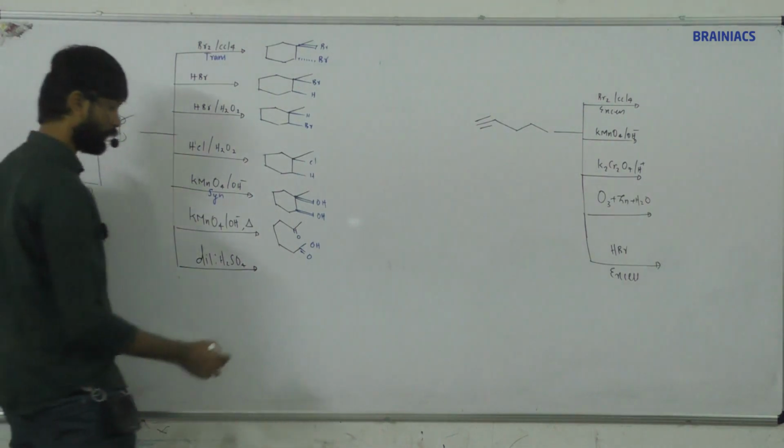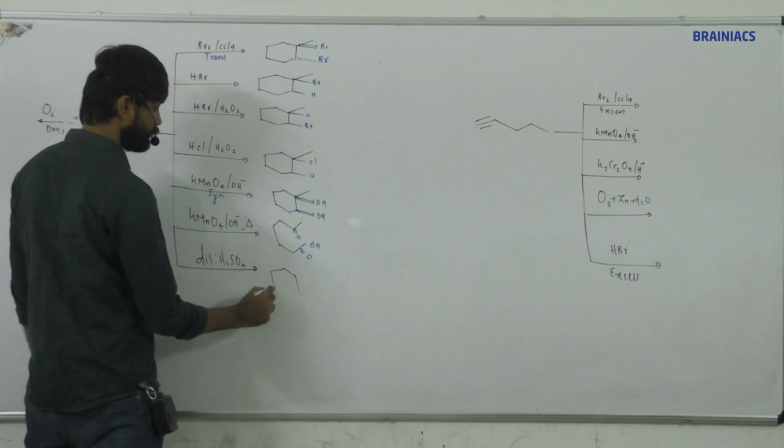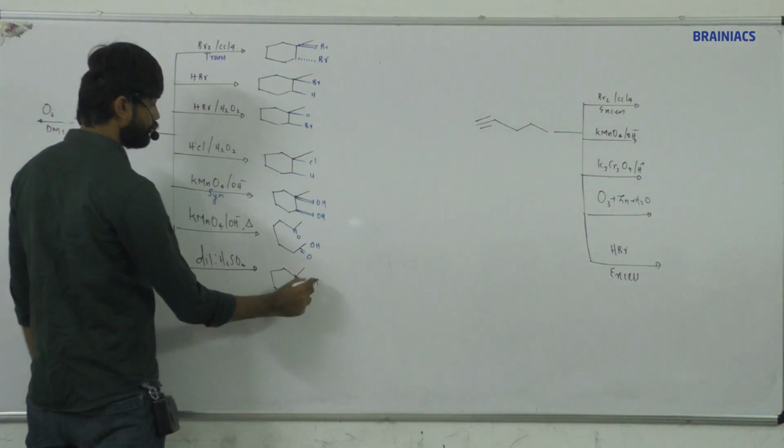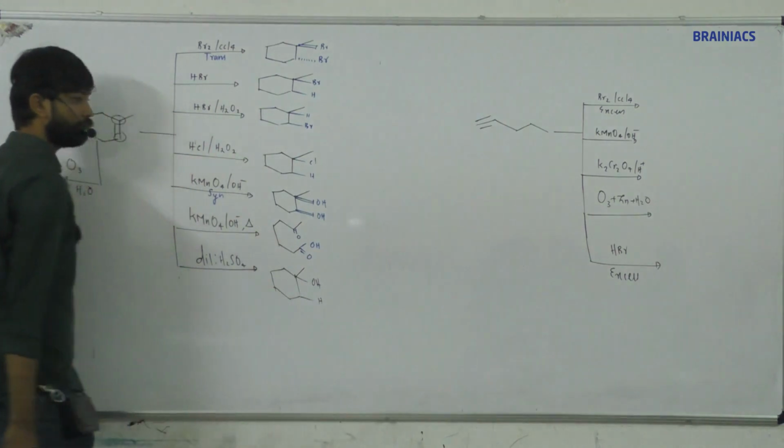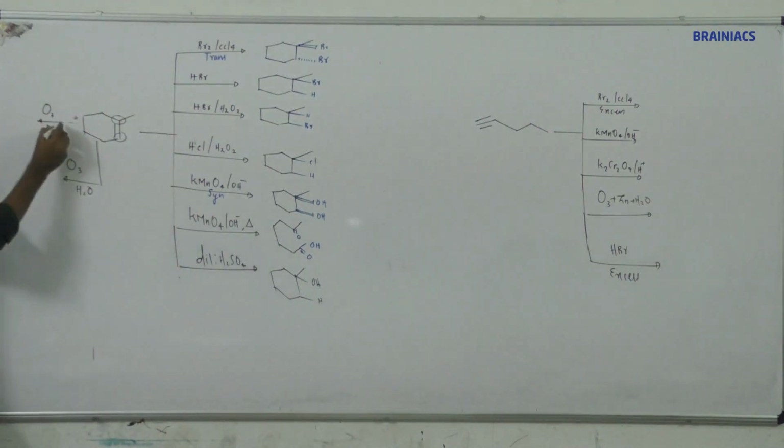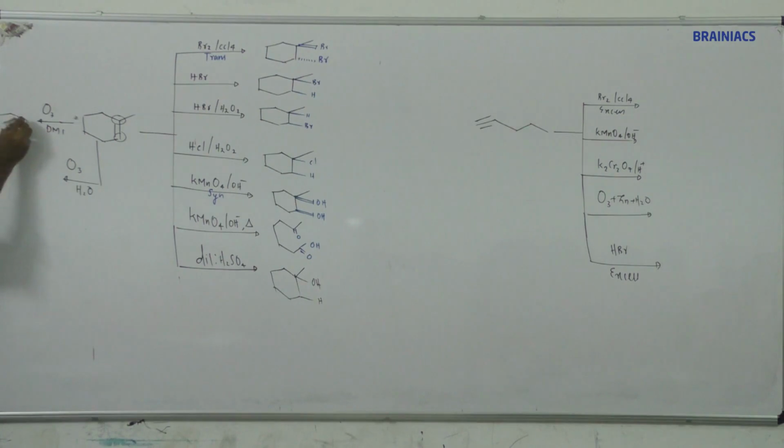Dilute acid, addition of H2O, acidic hydration, right, which follows Markovnikov addition. The next is reductive ozonolysis. So double bond carbon without hydrogen becomes ketone, with hydrogen becomes aldehyde, not acid. If that is oxidative ozonolysis, double bond carbon without hydrogen becomes acid.